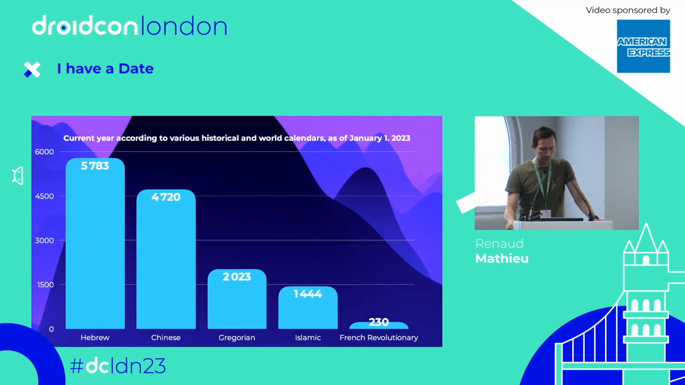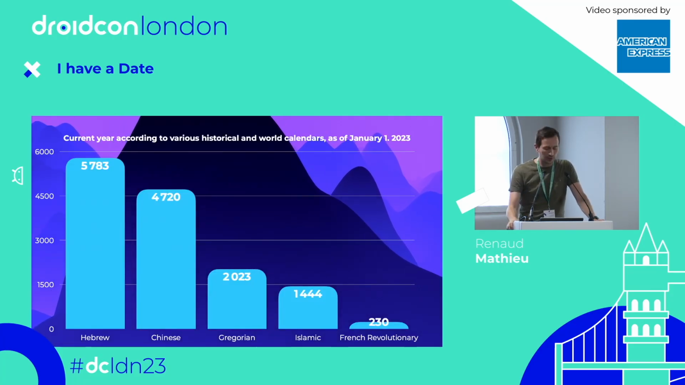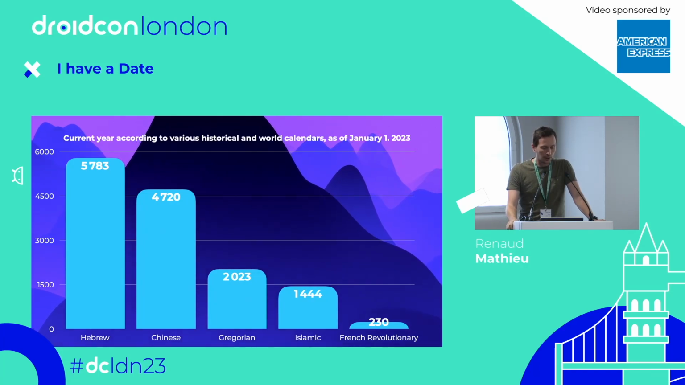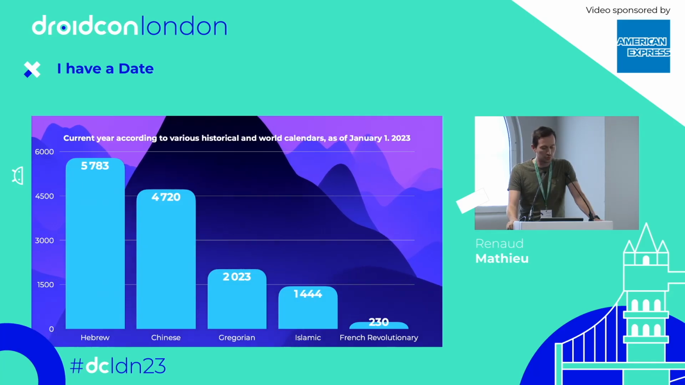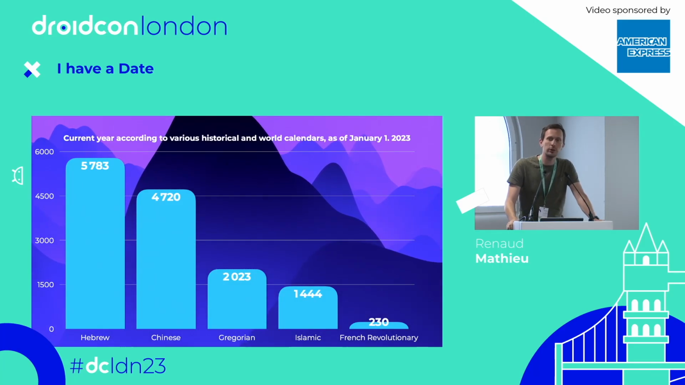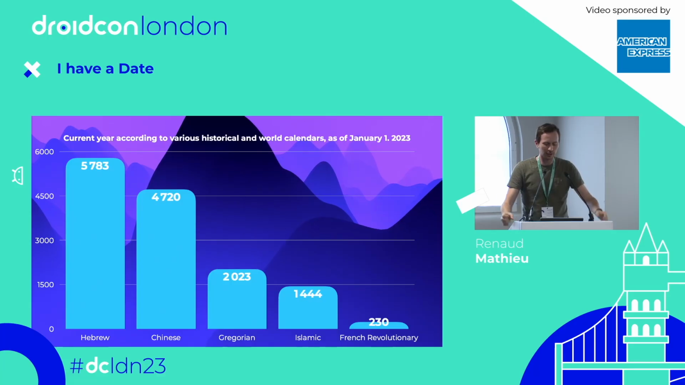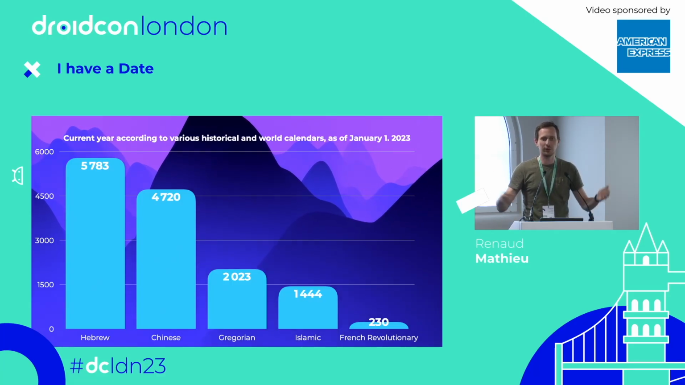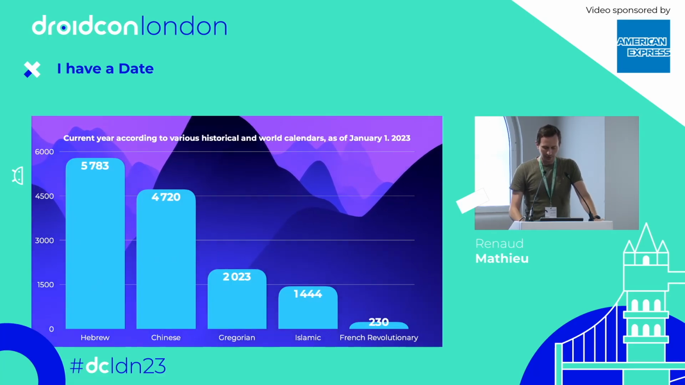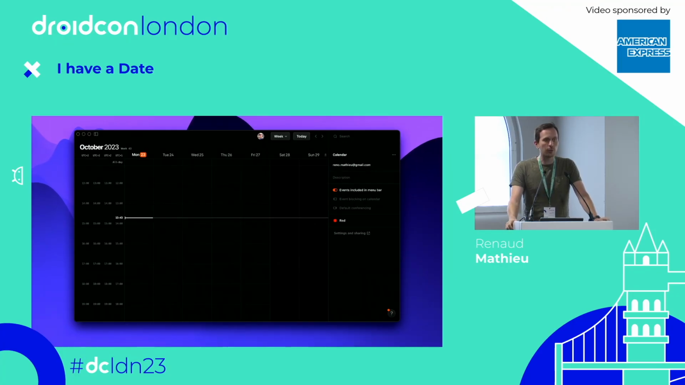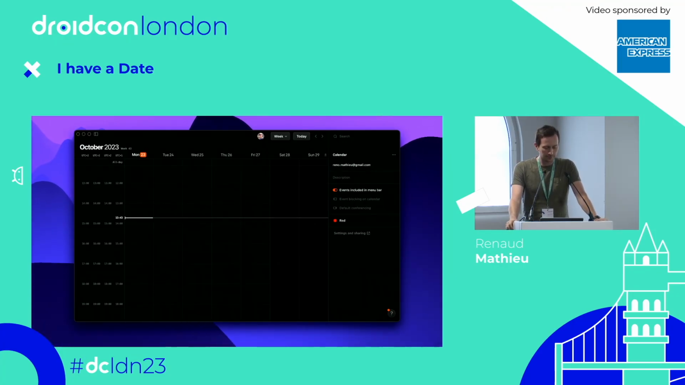I found this graphic quite nice because as of January 1st of 2023, as you can see, we have different calendars like the Hebrew, Chinese, Gregorian, Islamic. We, the French, even have this French revolutionary calendar that we are not using anymore. But back in that time, they were like, let's do a revolution and let's create a new calendar. So basically, the most common one is the Gregorian calendar.